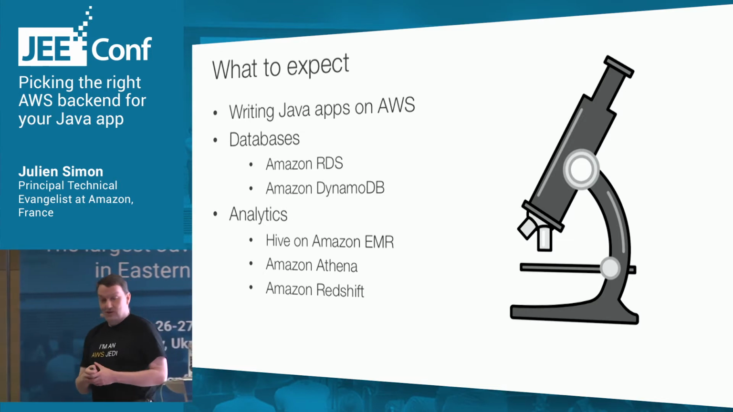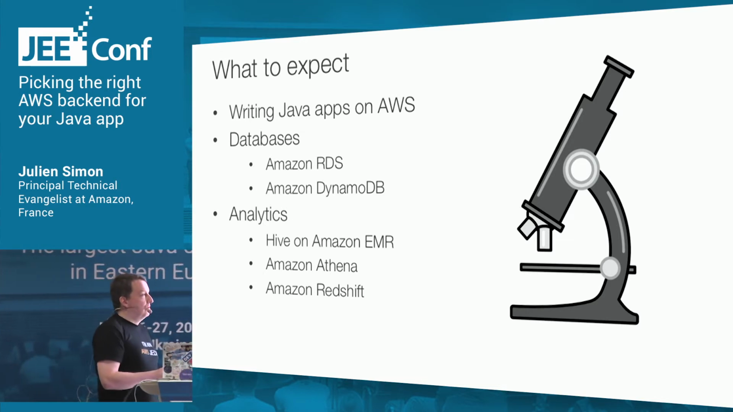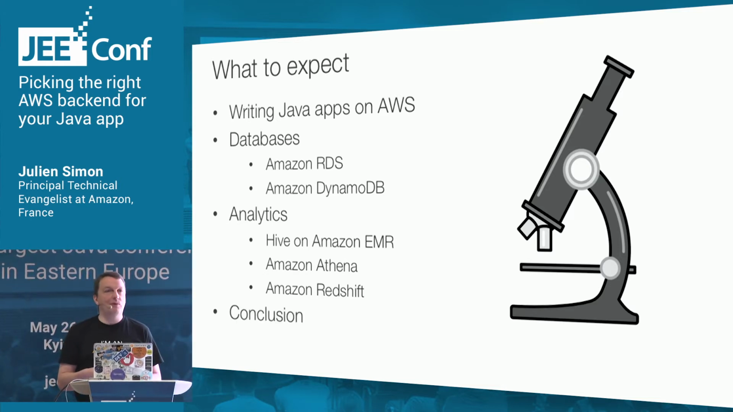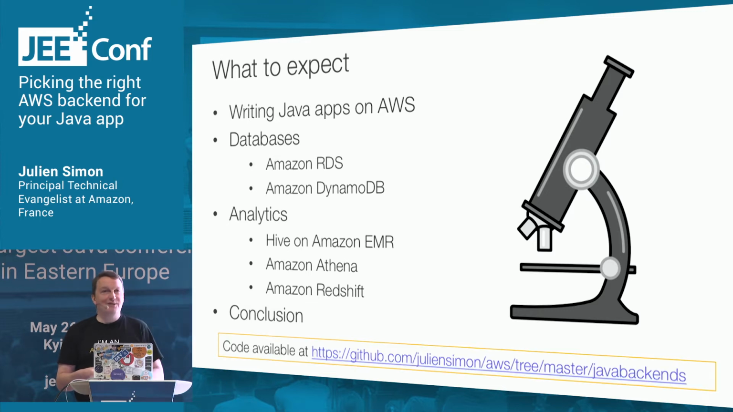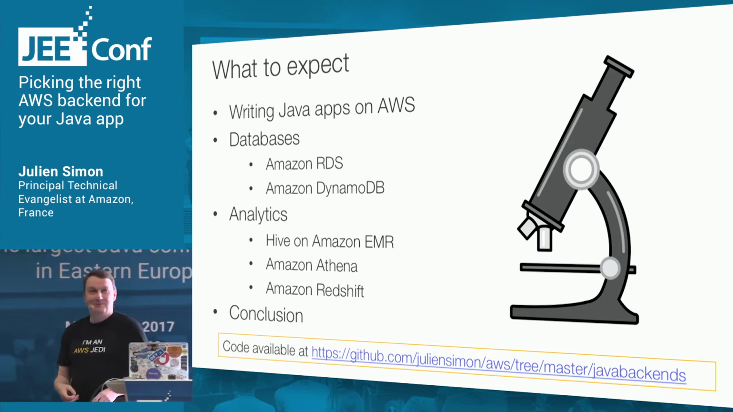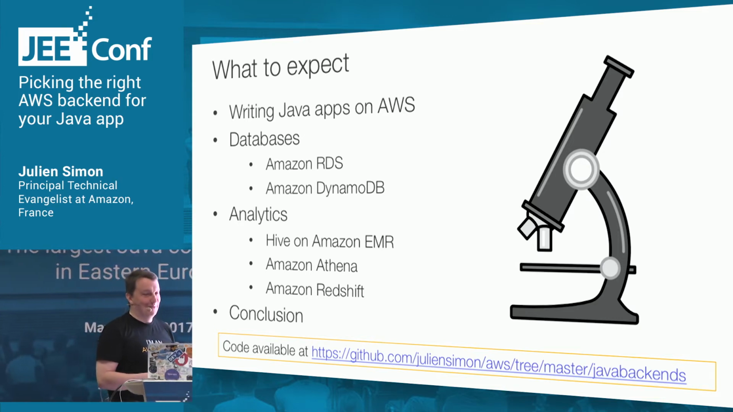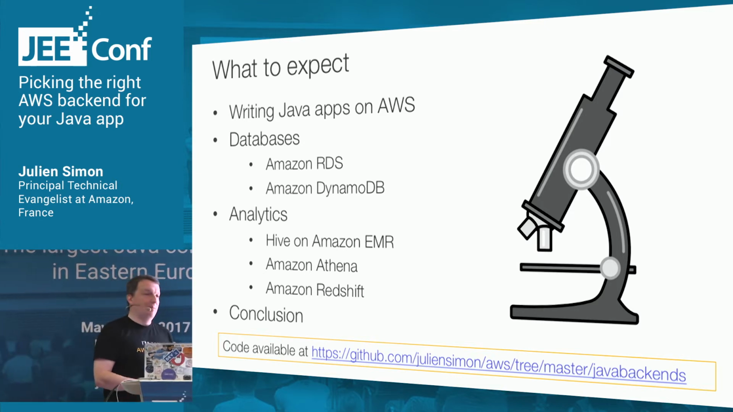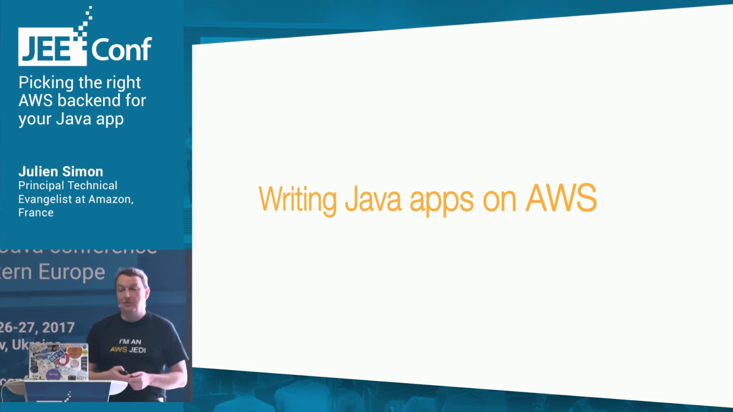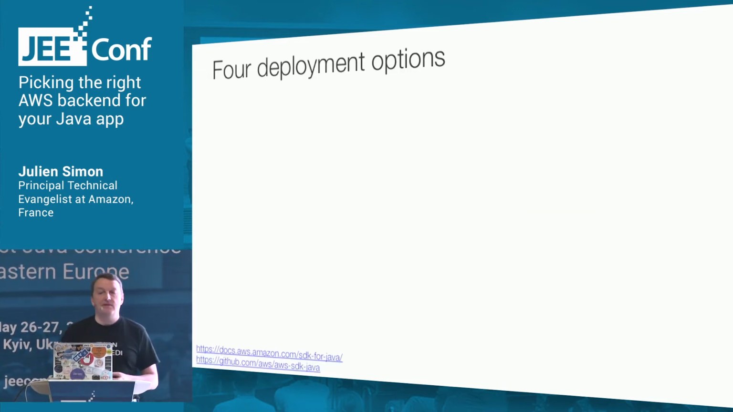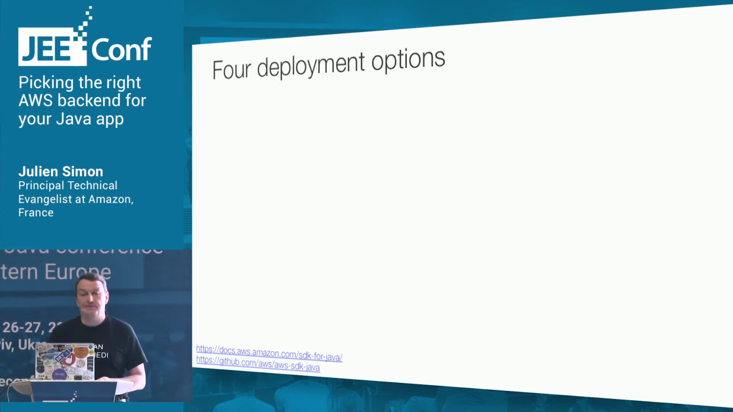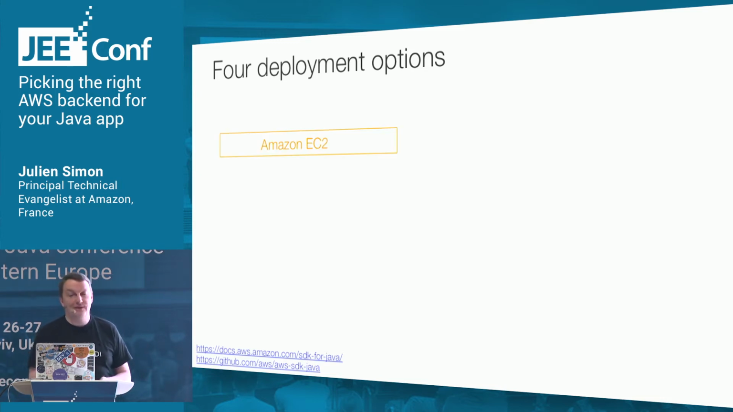So what to expect today? I'm going to talk for a few minutes about writing Java apps on AWS. Well, let's ask, who is using AWS today? Okay, so they didn't lie to me. They told me to remove all the beginner stuff. But still, a few of you are not necessarily comfortable with that, so very quickly, and then we'll start with databases, and we'll talk about RDS and DynamoDB, and then we'll move on to analytics with Hive, Athena, and Redshift, and some of the newer stuff that we have released. And hopefully we'll have a conclusion for you guys.